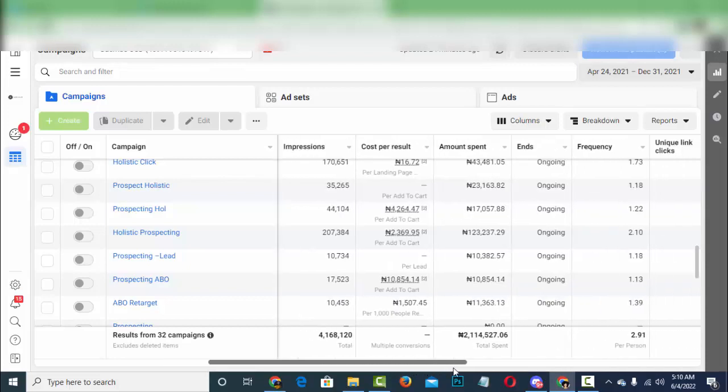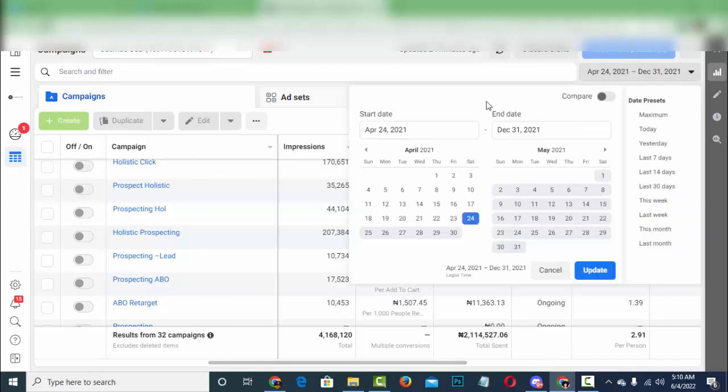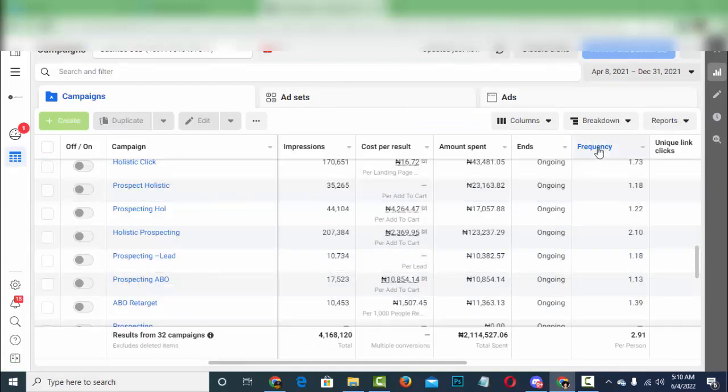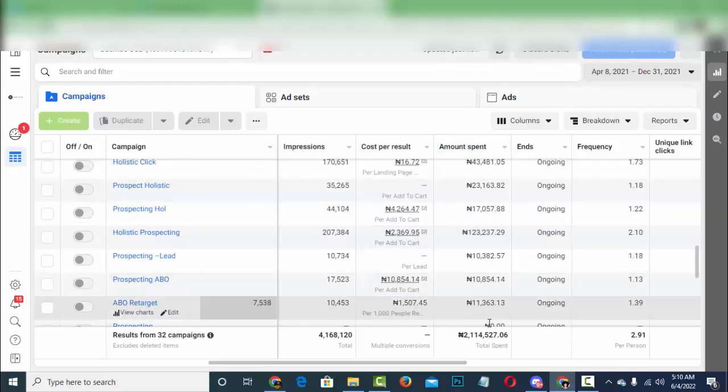Now you can see right here, look at the period. This is April 24th. Let's do from April 8th. I've forgotten the exact date we started this, but let's just do from April 8th. So you can see it remains the same. I think we started this running around the 24th. So this is what we spent, about 2 point something million, and this got us between 10 to 15,000 leads.